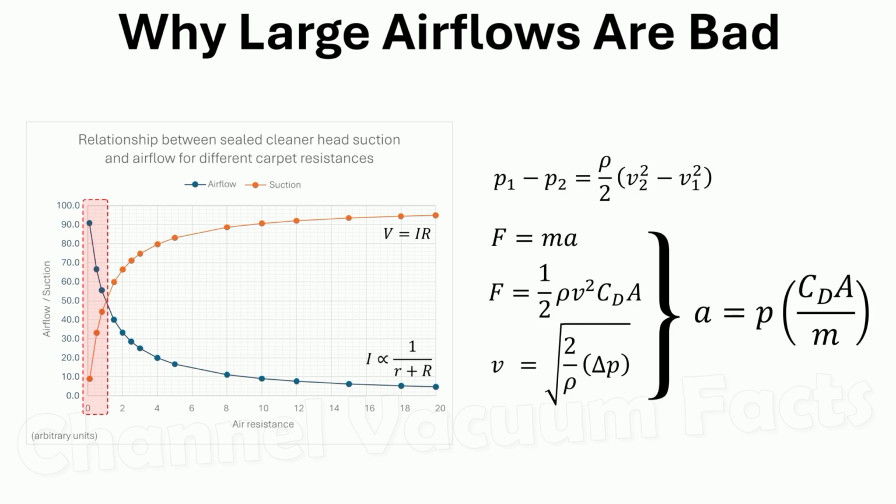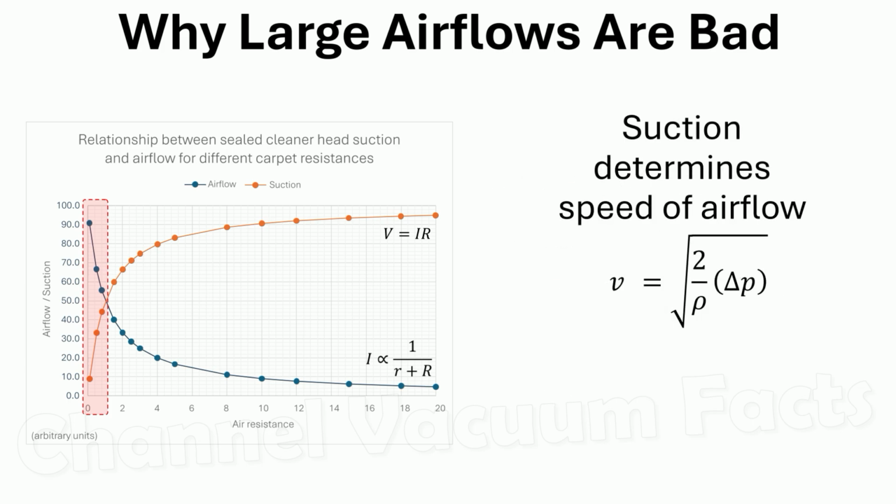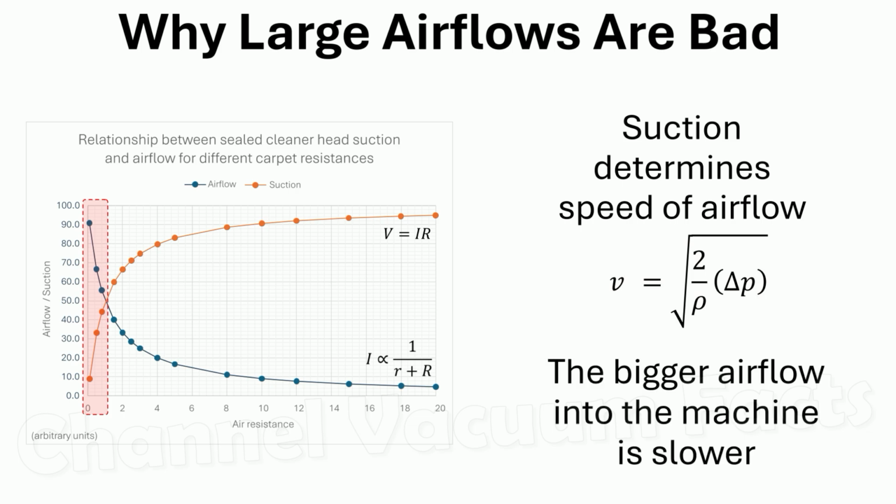As we know from Venturi, this suction loss at the cleaner head reduces airspeed and impairs cleaning performance. Venturi showed that suction determines the speed of the airflow. Large leakage airflows enter the head more slowly and are less effective at cleaning.